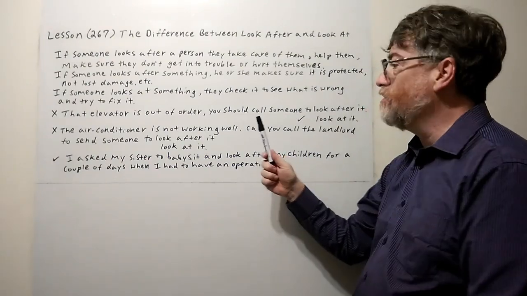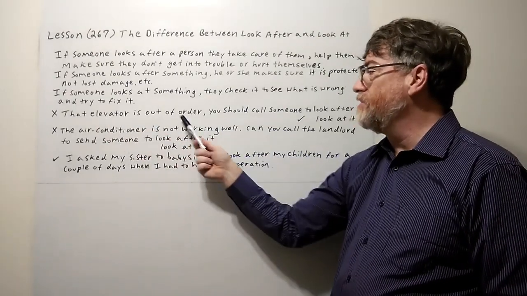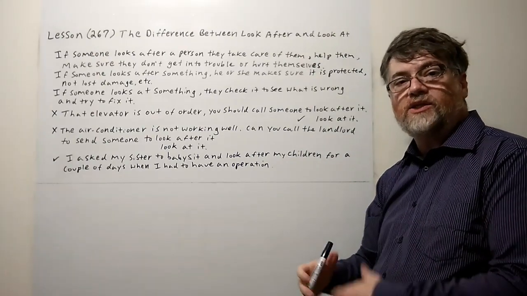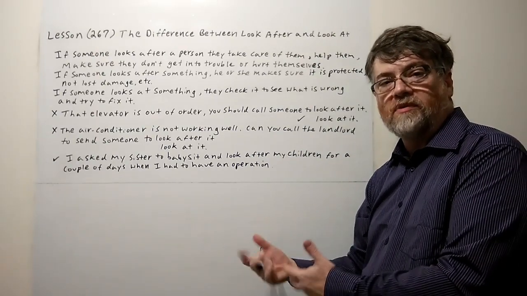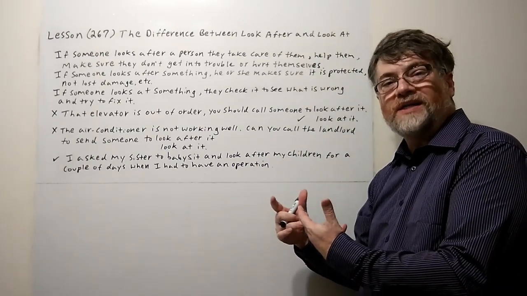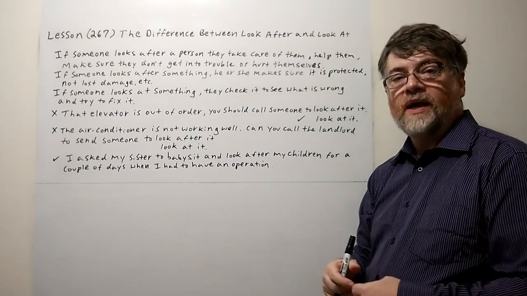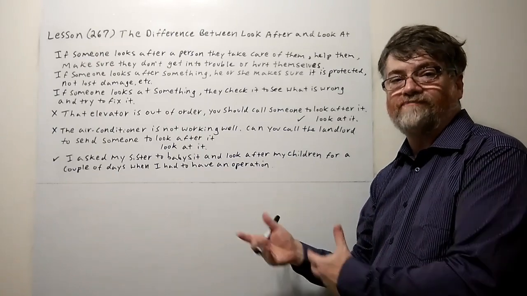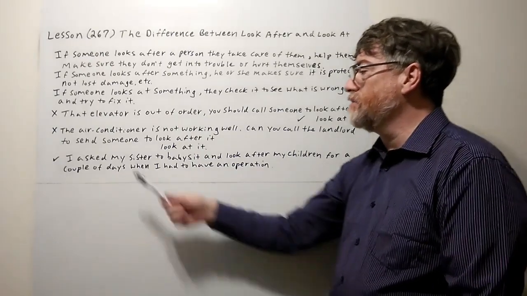The correct way to say it would be this: that elevator is out of order. You should call someone to look at it, meaning to check it out, see what the problem is, see why it's not running or operating correctly, what needs to be done in order to fix it. You want them to look at it. Okay, good.